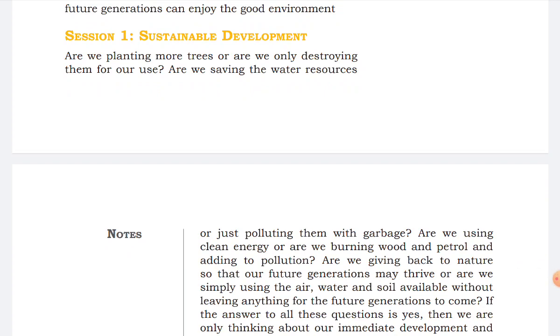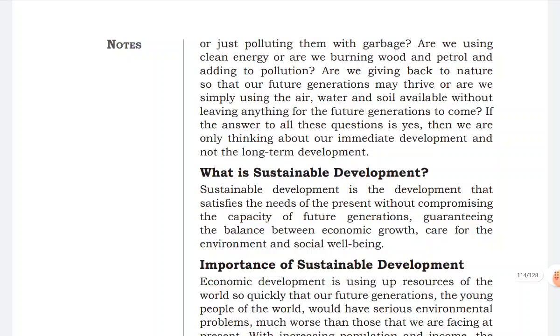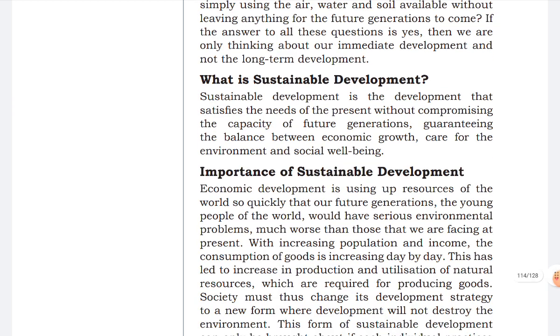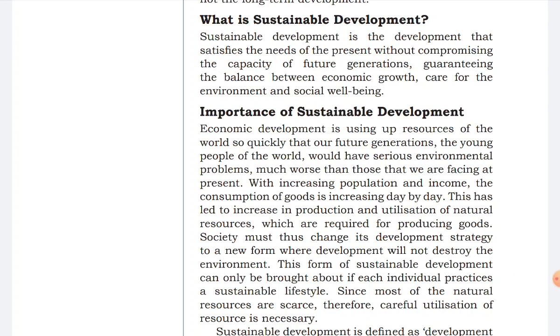Are we planting more trees or are we only destroying them for our use? Are we saving the water resources or just polluting them with garbage? Are we using clean energy or are we just burning wood and petrol and adding to pollution? Are we giving back to nature so that our future generations may thrive, or are we simply using the air, water, and soil available without leaving anything for the future generations to come? If the answer to all these questions is yes, then we are only thinking about our immediate development and not the long term development. What is sustainable development?